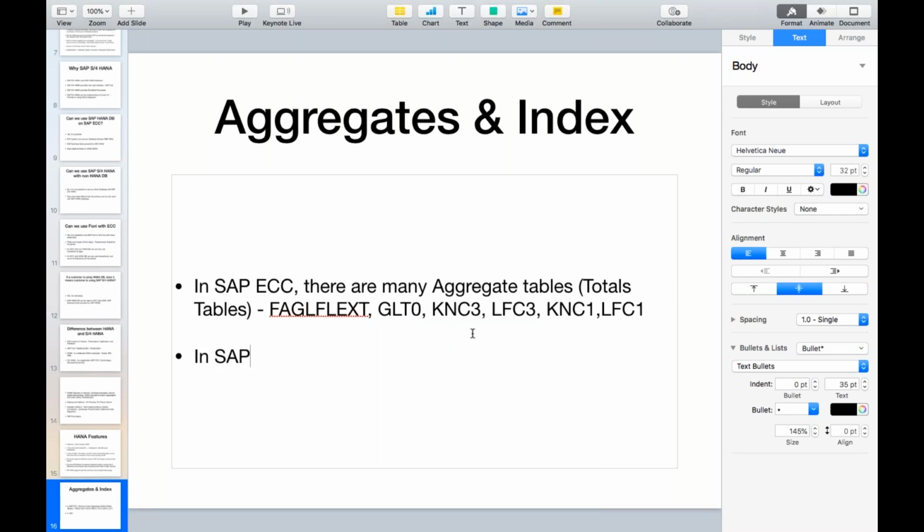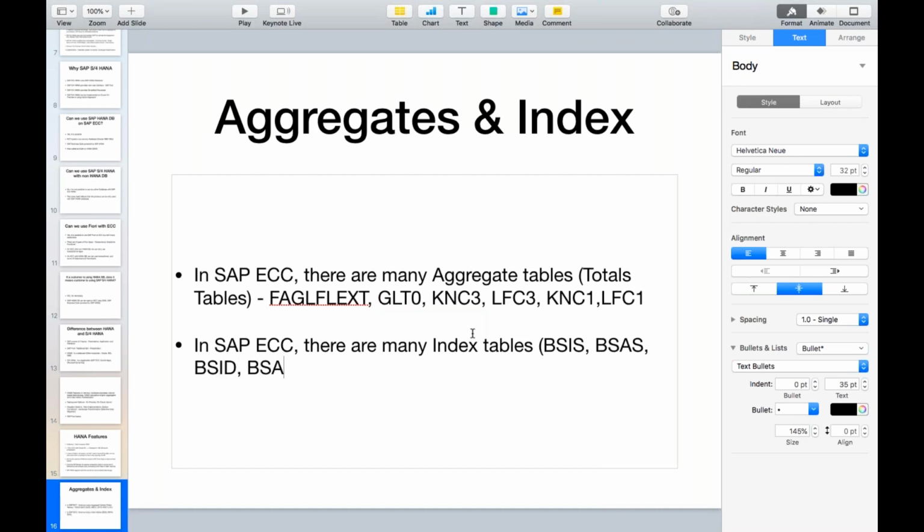In SAP ECC itself, there are some index tables. Can you tell me which are those index tables? Again, someone told it yesterday. BSID, BSAD, BSIS, BSAS, BSIK, BSAK. Right? These are the examples of the index tables.